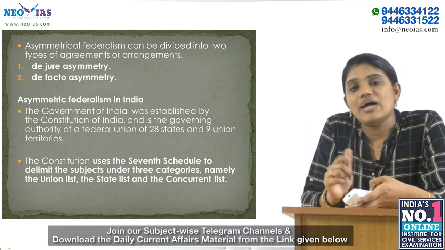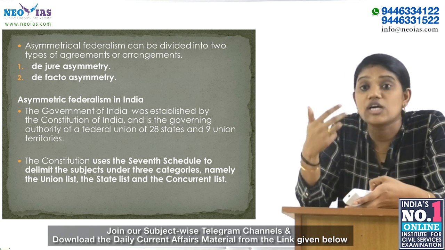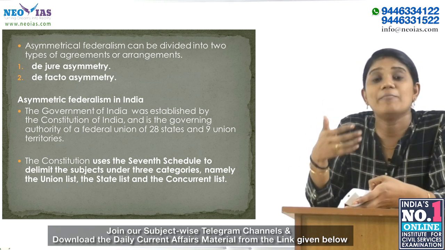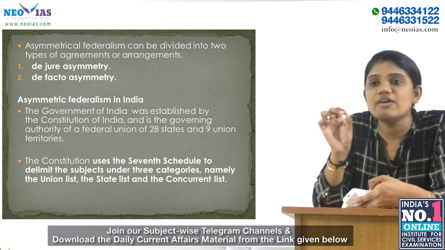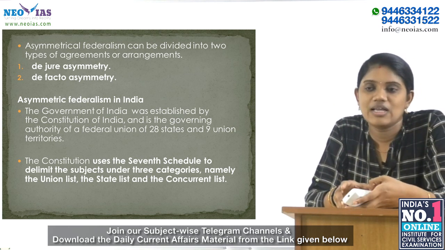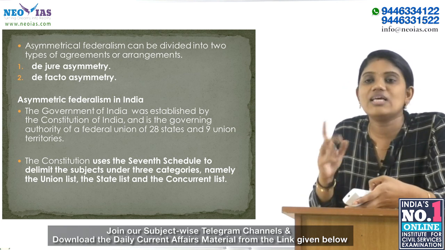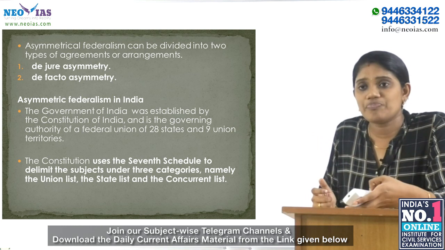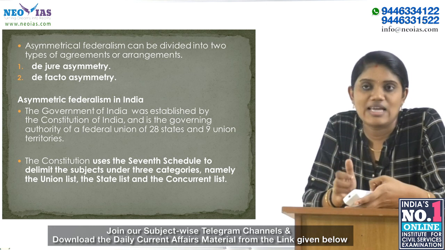Clear? But the second type comes out of national policy, or we can say an opting out, or even a bilateral and ad hoc arrangement. It deals with specific provinces, none of which are entrenched in the constitution. Clear? So this type of asymmetry is known as de facto asymmetry. So these are the two types of asymmetric federalism. Okay, and let's see the asymmetric federalism in India.